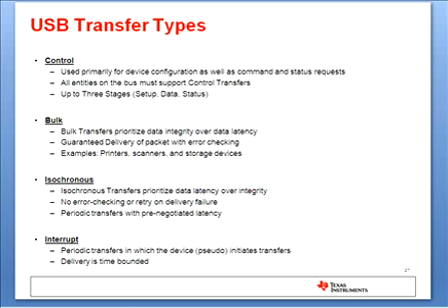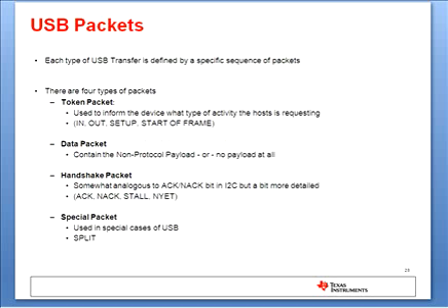Isochronous transfers, as opposed to bulk transfers, prioritize data latency over integrity. The final transfer type is the interrupt transfer type, and this is used when periodic transfers are needed from a host to device or vice versa.